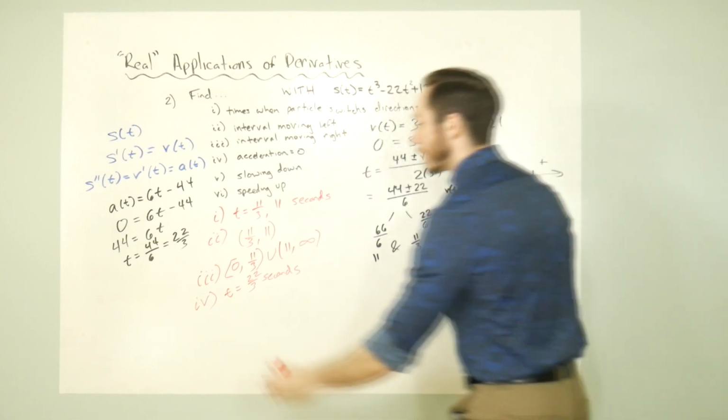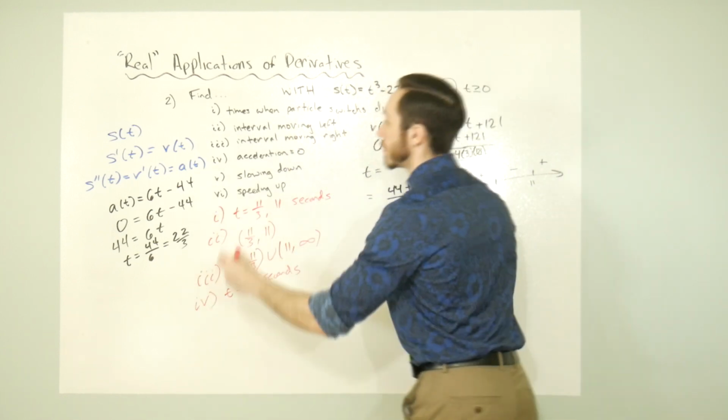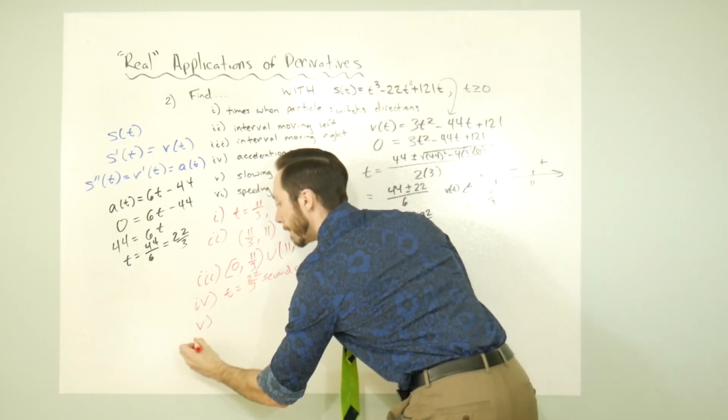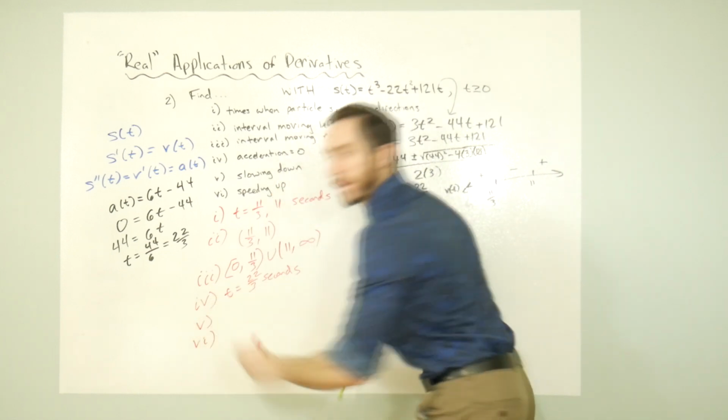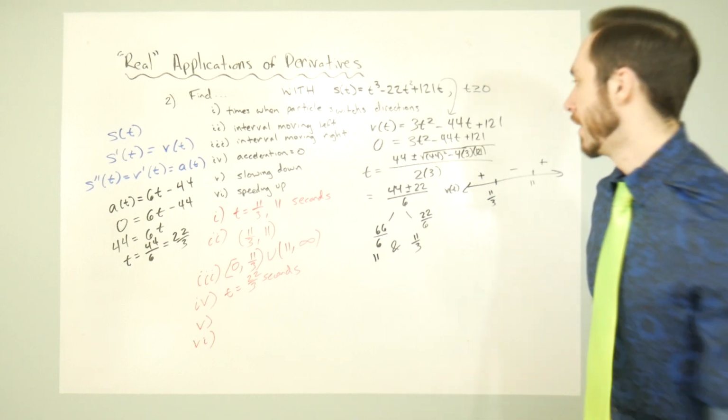Okay. We got 2 more when we're slowing down and speeding up. Those on the camera? Yeah, they are.